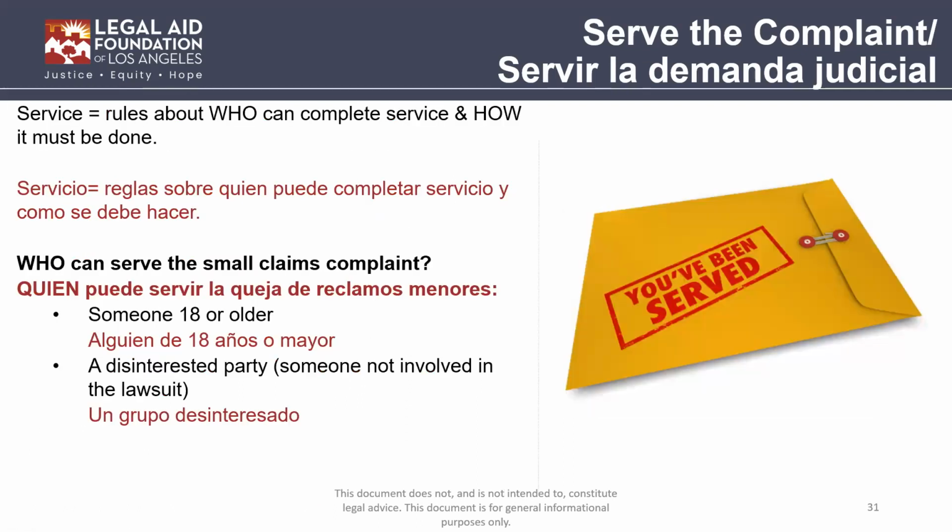There are rules for who can complete service and how service must be done. First, who can complete service? Service must be completed by someone who is 18 years or older, an adult. And an adult who is a disinterested party, meaning someone not involved in the lawsuit. If you are the plaintiff in the suit, so your name is named on the lawsuit as a plaintiff, you cannot serve the documents. It has to be someone that is not part of the lawsuit, who is not a plaintiff in the case.